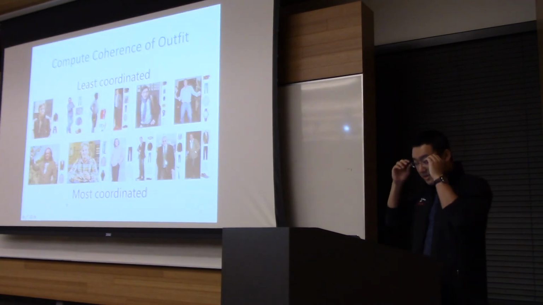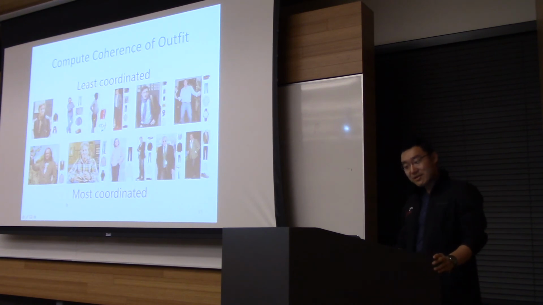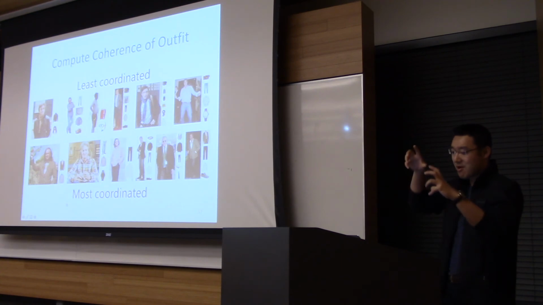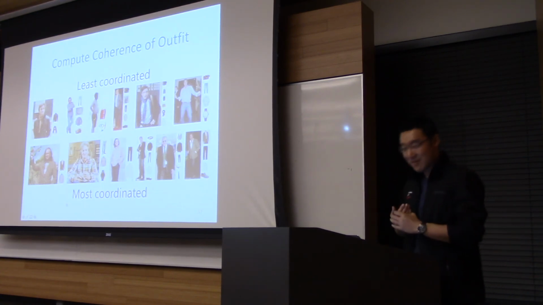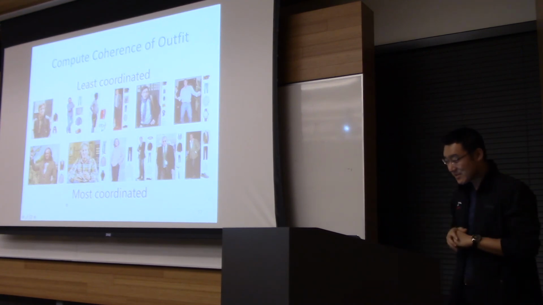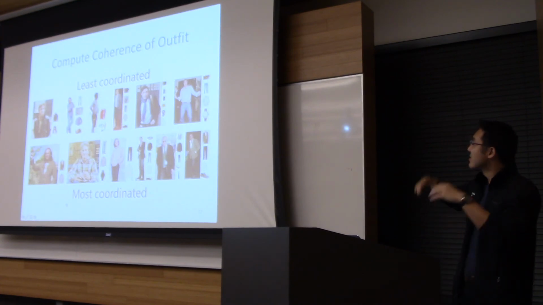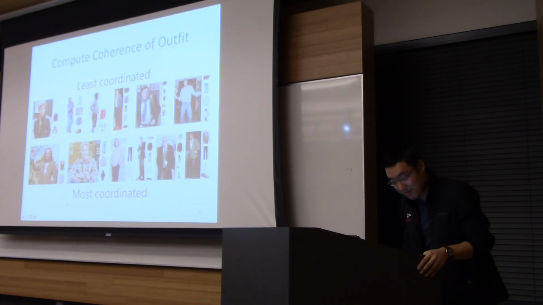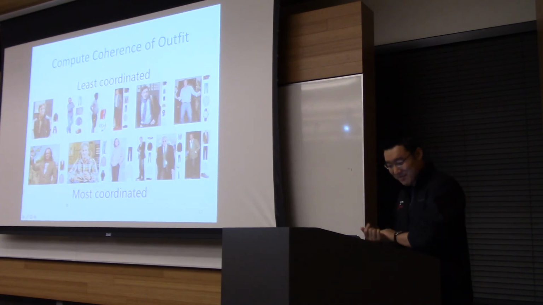We can also use this embedding space to compute things like coherence, or coordination. If you pick a set of outfits and they're all really close to each other in the embedding space, you can say that that's a coordinated outfit. If you pick a set of outfits whose individual items are far apart in the embedding space, you can say, okay, that's probably less coordinated. Again, it's not perfect, but I think it's kind of interesting.